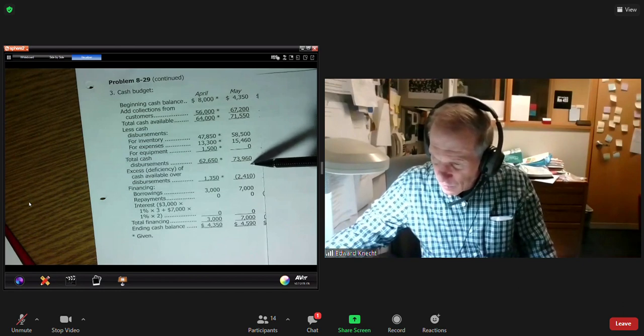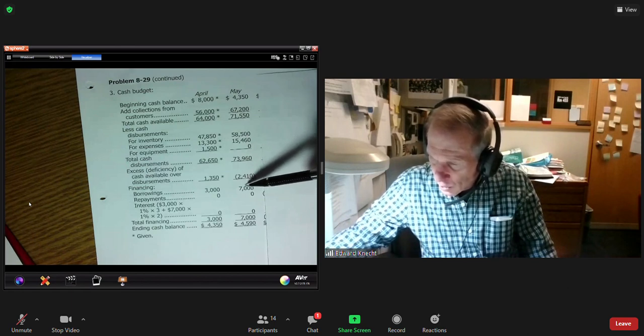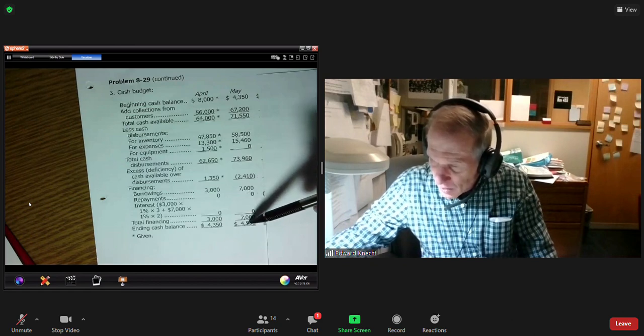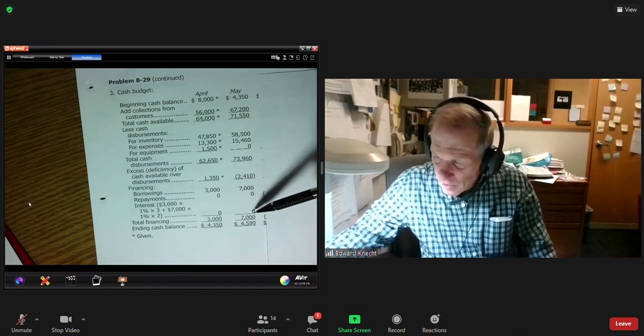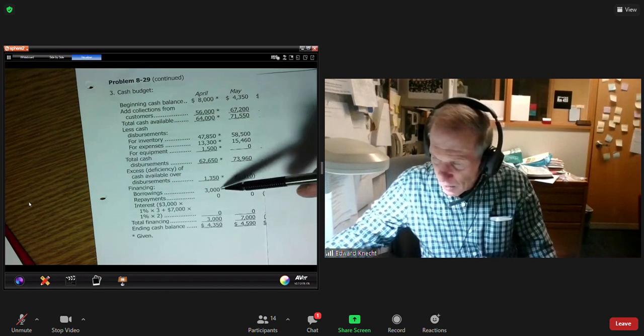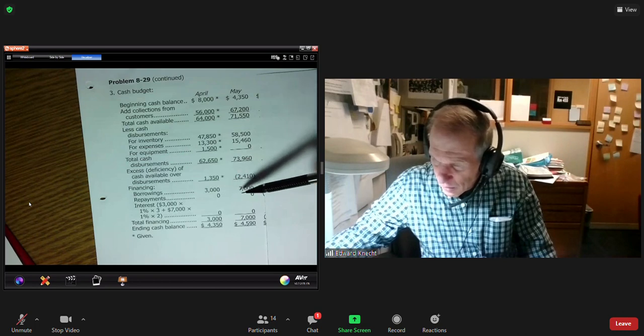73,960. Ooh, we have a deficiency. We spent more in cash than we brought in. So we got to borrow some more money. So we got to borrow $3,000, right? Or look, they're saying no. If you want to get a $4,000 minimum, you got to borrow 7. Ah, very good. So we borrowed 3,000 in the month of April. We borrow another 7,000 in May.